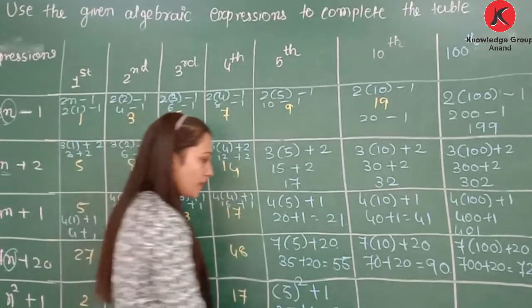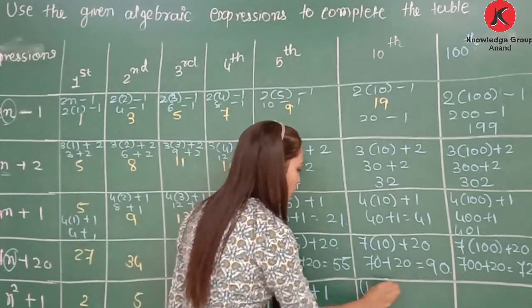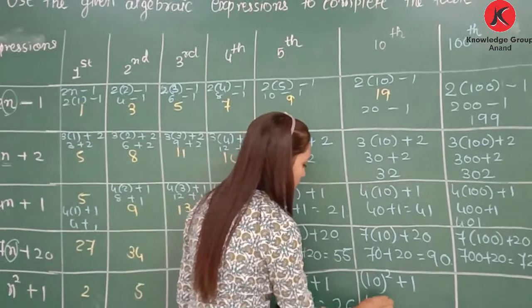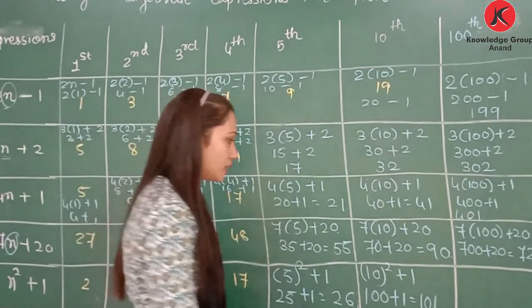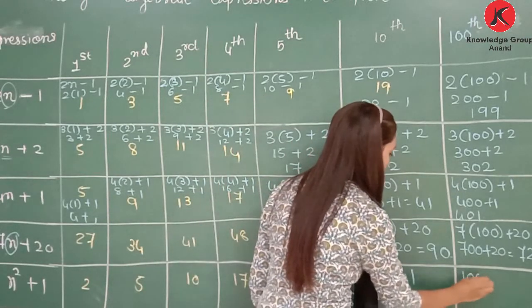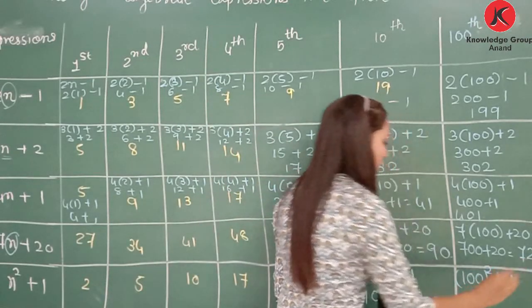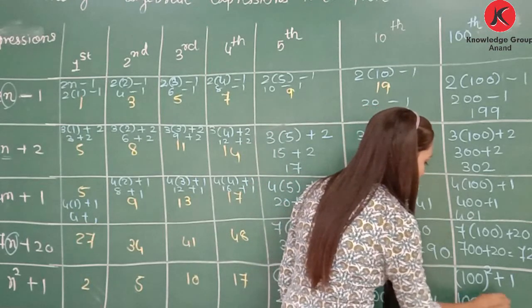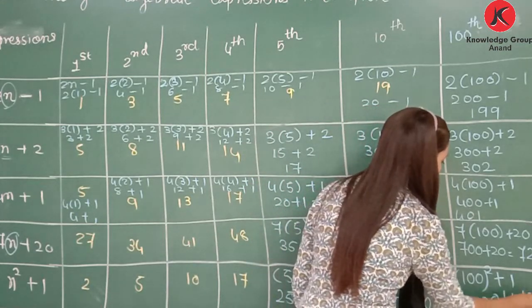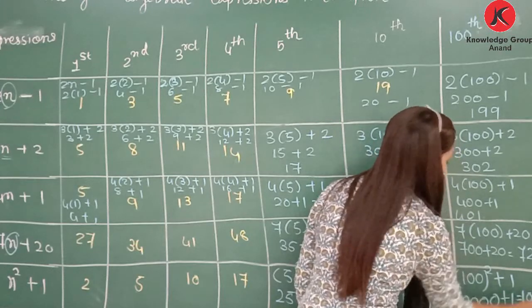For the 10th term, n is 10. So it is 10 square plus 1. That is 100 plus 1, 101. And for the 100th term it is 100 square plus 1. 100 square is what? 100 multiply 100. So it is 10,000 plus 1. So it is 10,001.